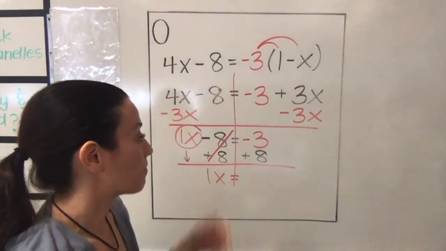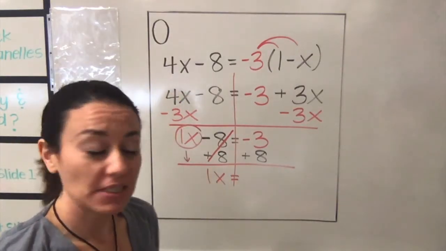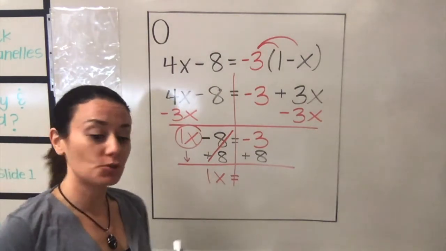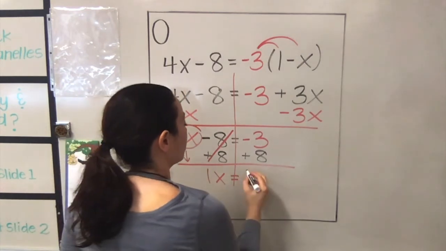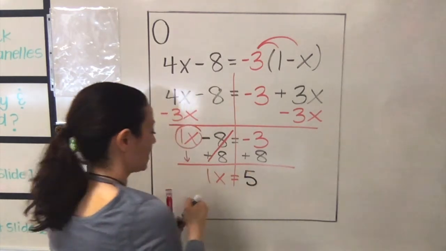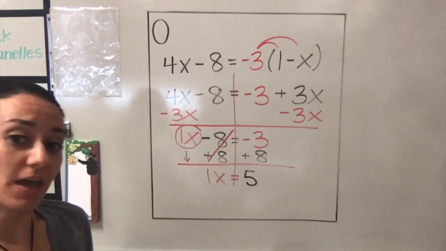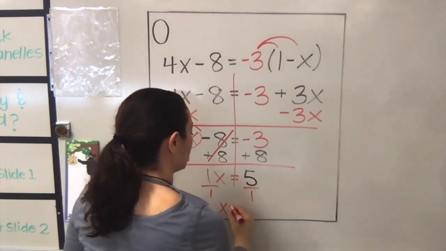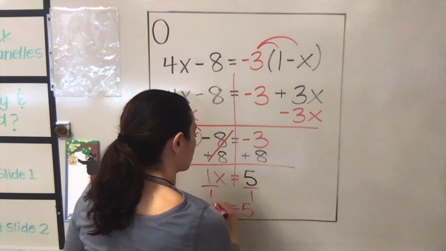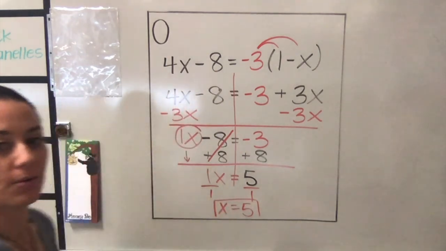So what is 8 minus 3? It's positive 8 and negative 3, different signs, subtract. Keep the sign of the higher number, so it's going to be positive 5. Very good. You can leave your answer like this because x equals 5, or divide both sides by 1 to find that x equals positive 5. Go ahead and get that down.